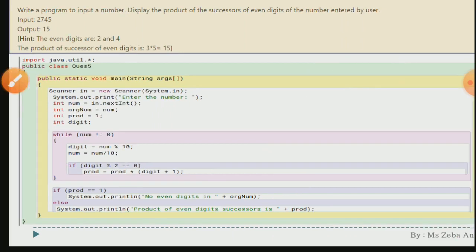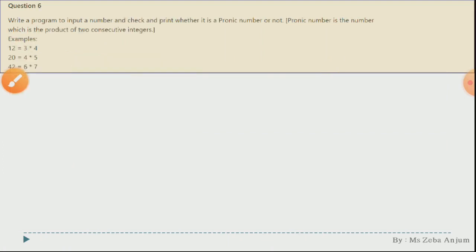Now moving forward with your sixth question. See, in this what you have to do, write a program to input a number and check whether it is pronic number or not. Now what are the pronic numbers? Pronic number is a number which is a product of two consecutive integers.